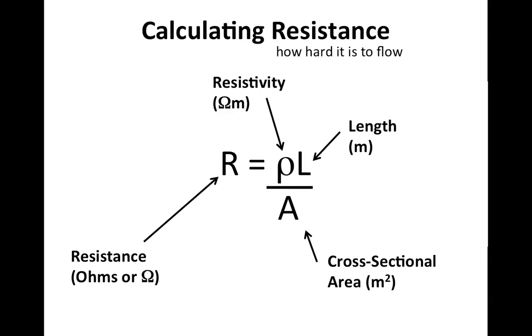And then A is the cross-sectional area. So if you cut your object in half, what is the area of that side, that cross-section, in meters squared? Again, small areas are going to give you very high resistances, and big areas are going to give you really low resistances, because with a big area, you have a lot more room to actually pass through.